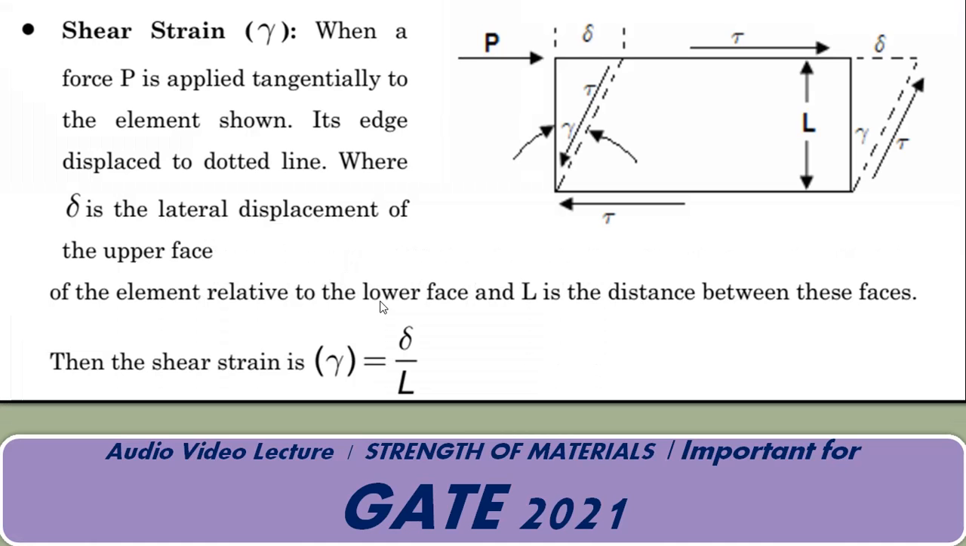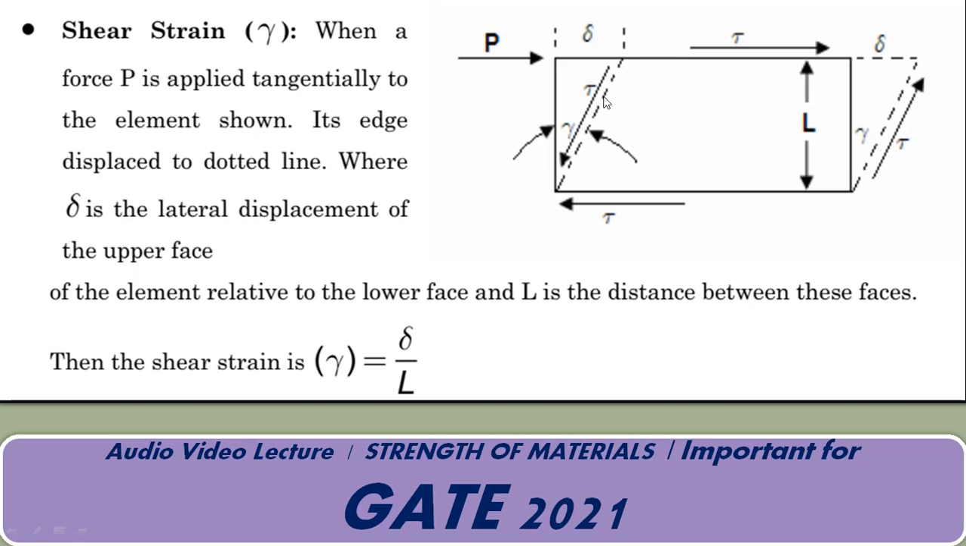Then shear strain. So shear strain will be like this. When a force P is applied tangentially to the element shown in the figure, in this fashion, it will create a change delta in this fashion. So this length will be changed, but this length remains the same. Here, this length also changes. Its edge displacement is the dotted line, where delta is the lateral displacement of the upper face. So there will be a lateral displacement, and the shear displacement is like this.